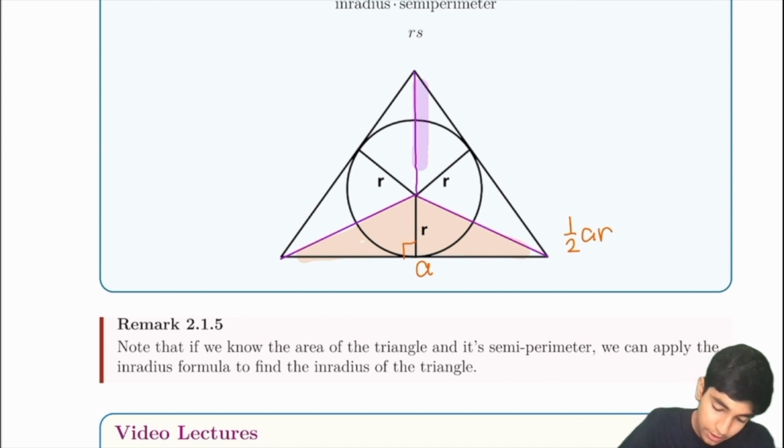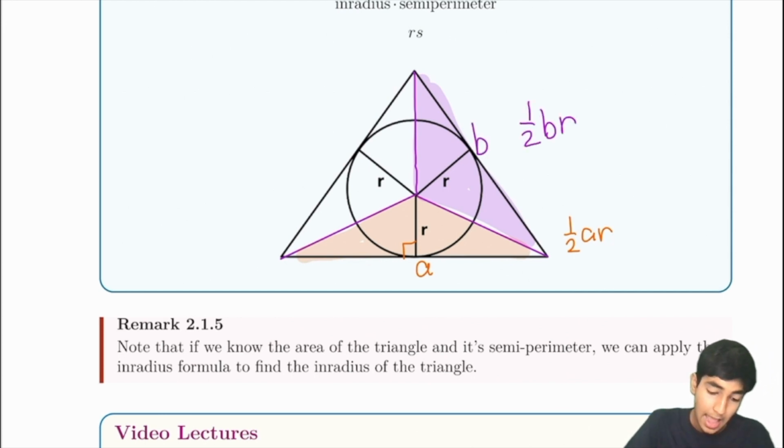The area of this region here is going to be equal to, let's call this side length B, half BR. And this region over here, the final region, is going to be half of the side length of that times the radius. Sorry, it keeps disappearing for some reason.